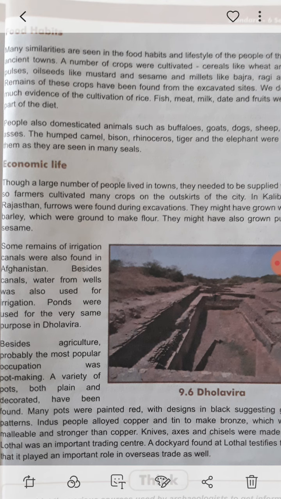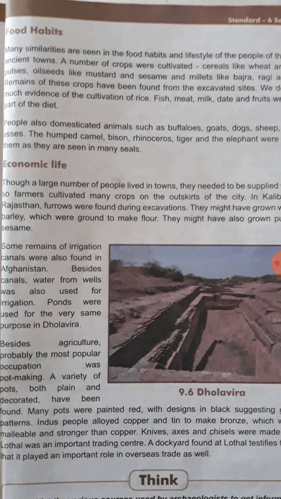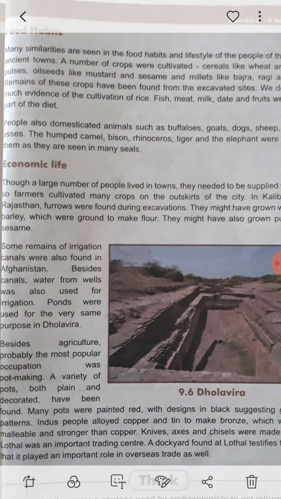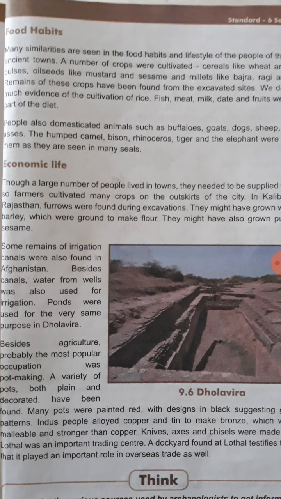We do not find much evidence of the cultivation of rice in this period. So we cannot say, but they might have used rice. They included fish, meat, milk, dates, and fruits. Animals such as buffaloes, goats, dogs, sheep, and pigs were domesticated.